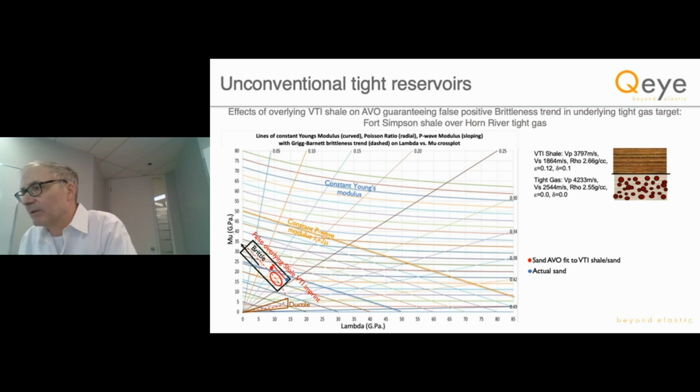This is a constant P-wave modulus line, and the shift from what would be the actual sand without the overlying VTI shale to the case where you have the VTI shale distortion is exactly in the brittleness direction. So the VTI response from the overlying shale, certainly in this Horn River situation or in other unconventional settings, manifests itself as this brittleness shift.